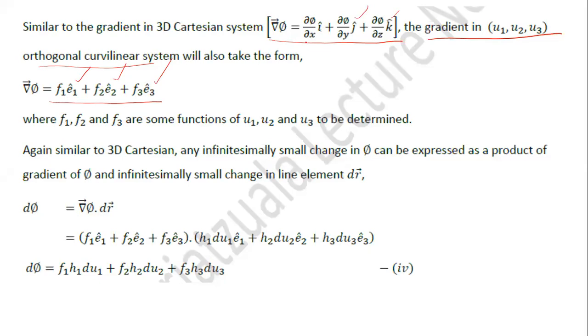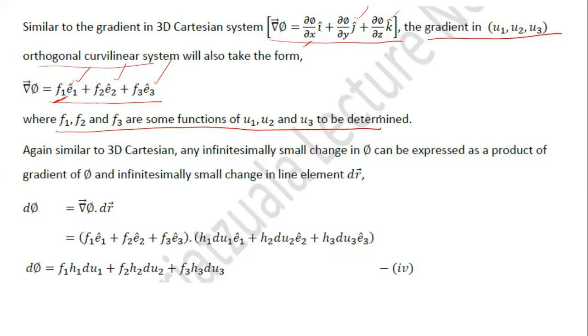And we don't know the form of the coefficients, so we will simply write them as f1, f2, and f3, because in the 3D Cartesian system, the coefficient of i cap is del phi upon del x, and the j cap coefficient is del phi upon del y. But in the orthogonal coordinate system having coordinate variables u1, u2, u3, we are yet to find the coefficient of e1 cap, e2 cap, and e3 cap. We know that in place of i we have e1, in place of j we have e2, in place of k we have e3, right? So these are some functions that we need to determine.